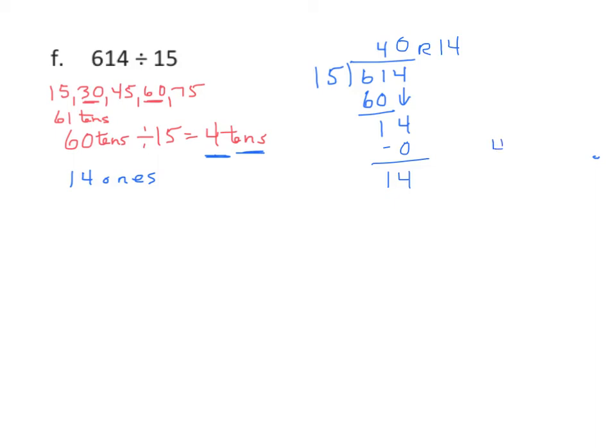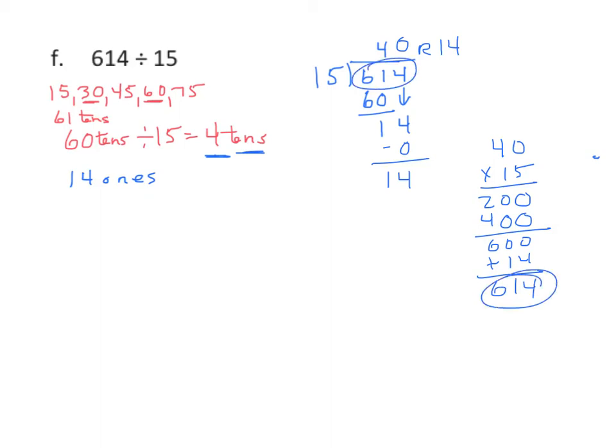I'm going to have 40, my quotient, times 15. 5 times 0 is 0. 5 times 4 is 20. Put a 0 in our ones place because we're multiplying by 1 in the tens place. Simple enough. And I get 600. The next step is to add my remainder. 600 plus 14 is 614. Once again, we have our match. On to the word problem.